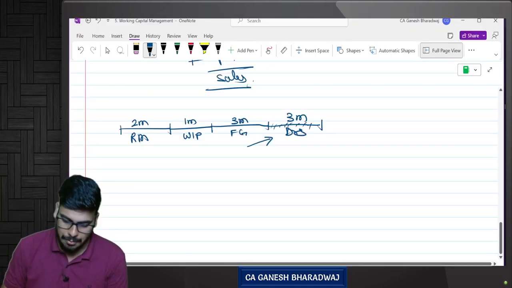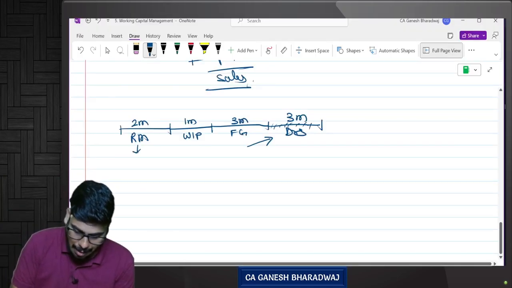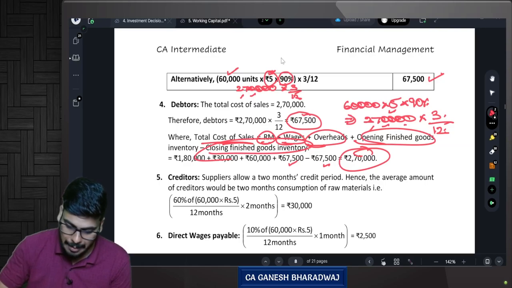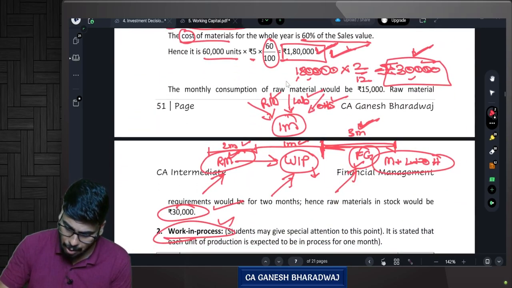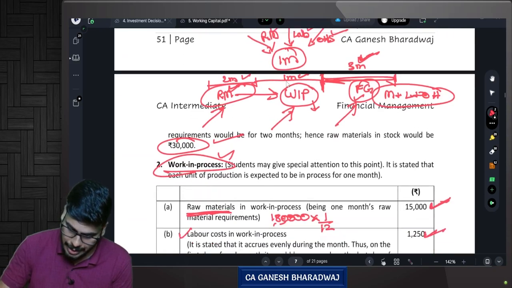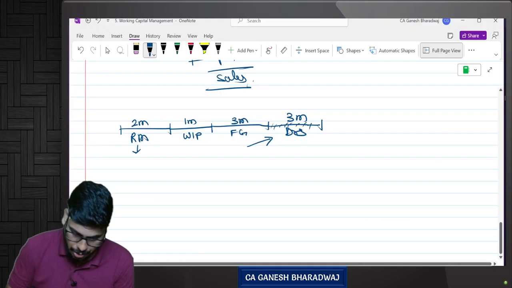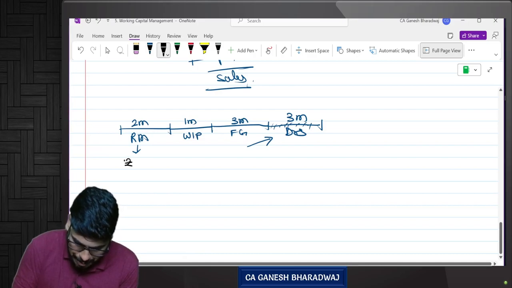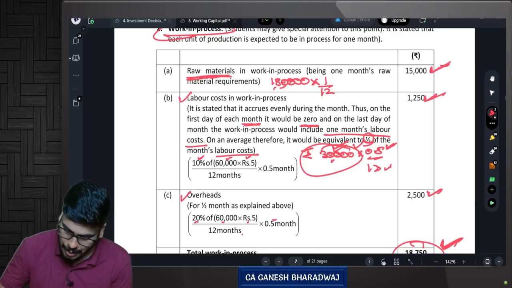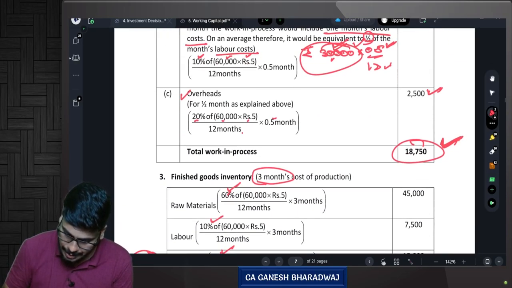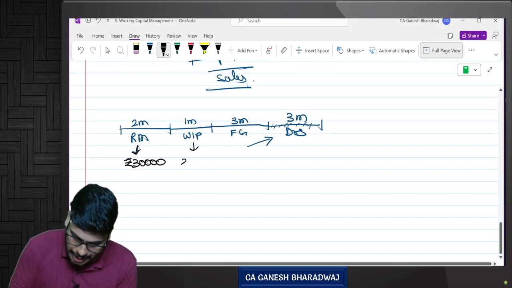So now basically what happens? What is the amount that gets blocked in your raw material? Rupees 30,000, right? Then the amount that gets blocked in your WIP, how much is that? That is going to be 18,750. This also I need to bring into my business initially, 18,750.